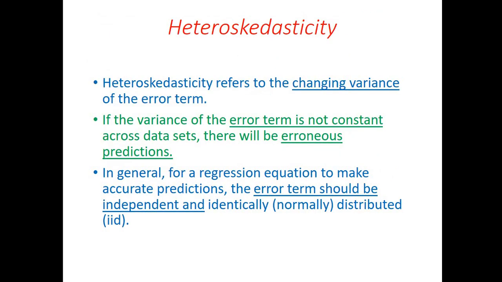Heteroskedasticity refers to the changing variance of the error term. If the variance of the error term is not constant across the datasets, there will be erroneous predictions. Therefore, the variance of the error term must be constant. Only then does it mean that the model is well trained and will predict the values more accurately. In general, for a regression equation to make accurate predictions, the error term should be independent and identically distributed. Identically distributed means the error term will have the mean value 0.